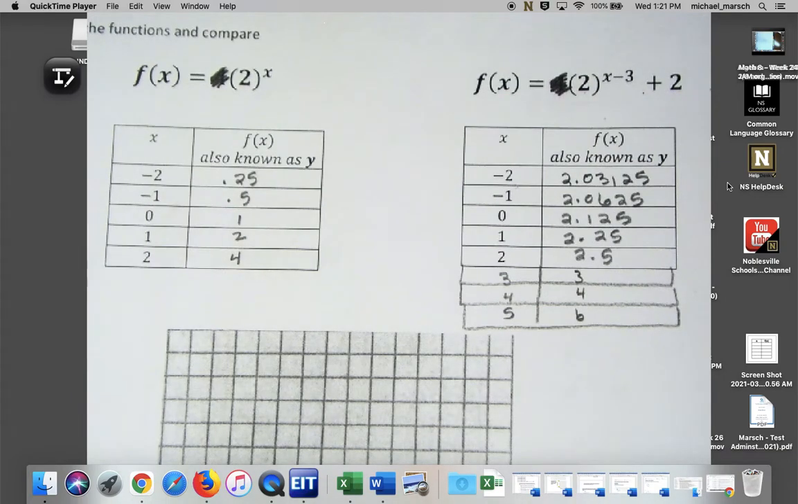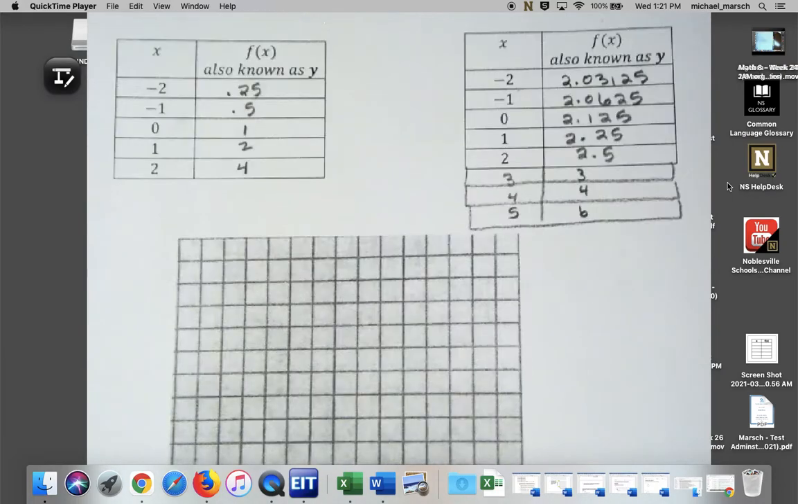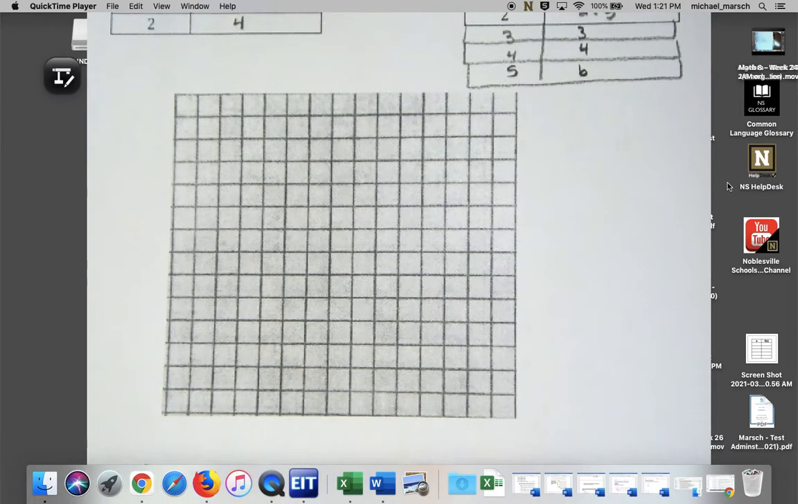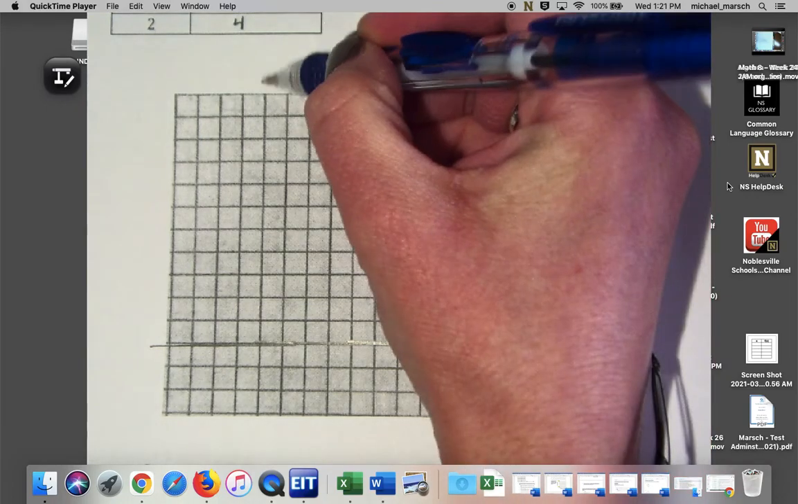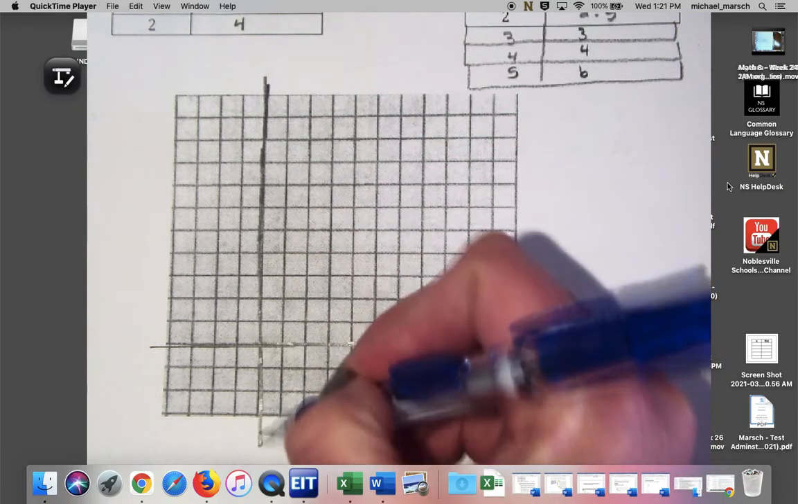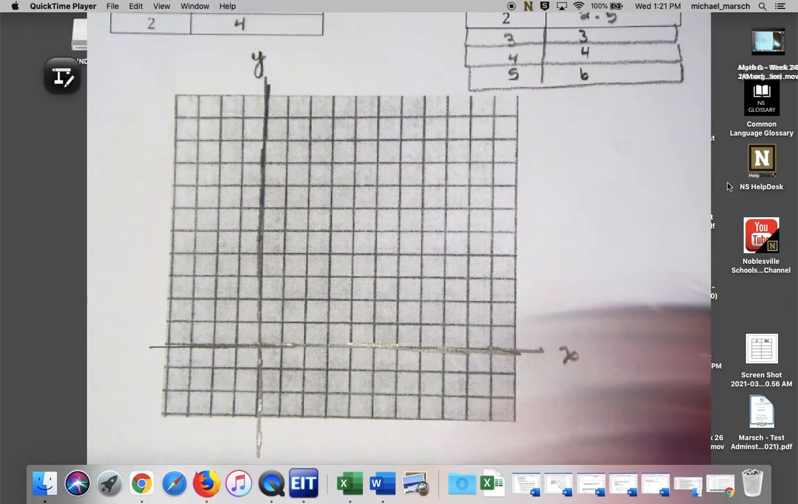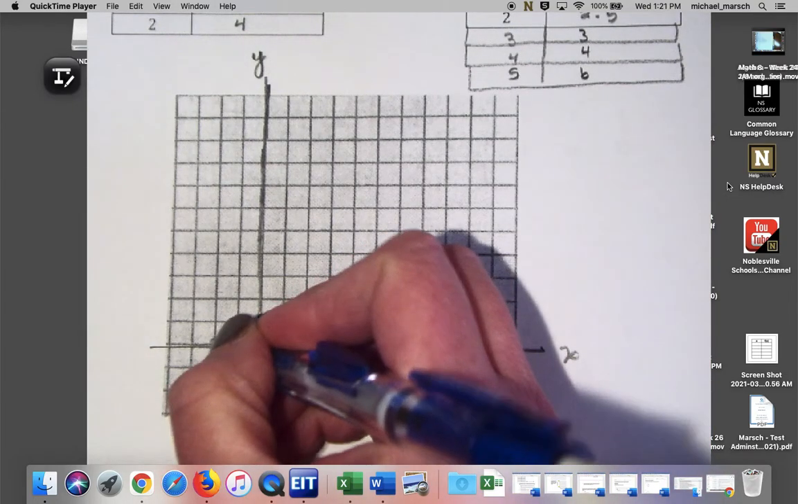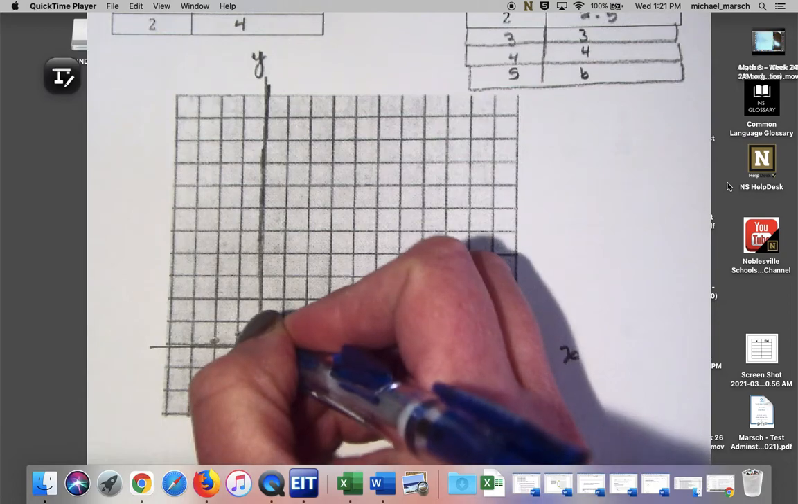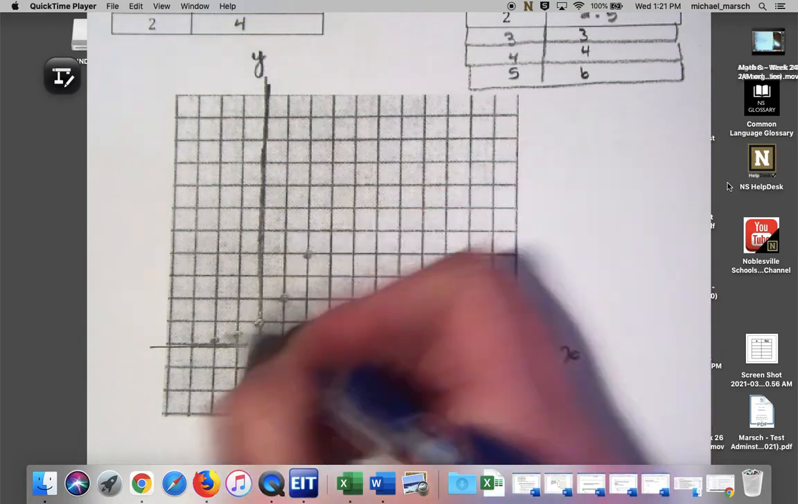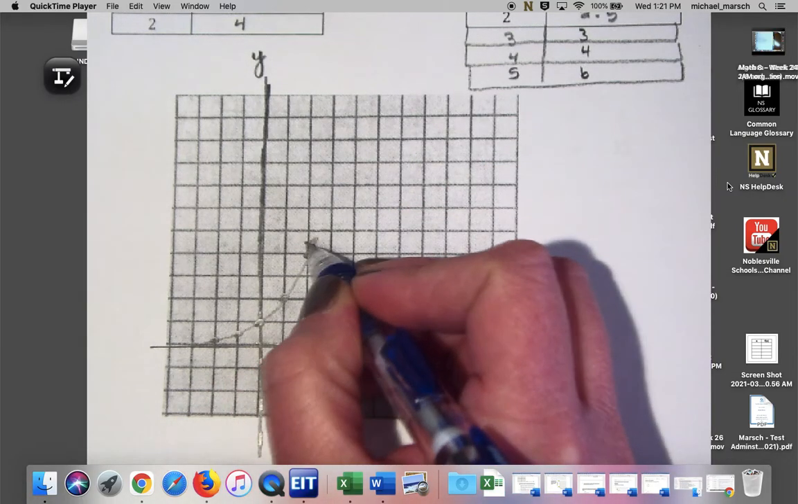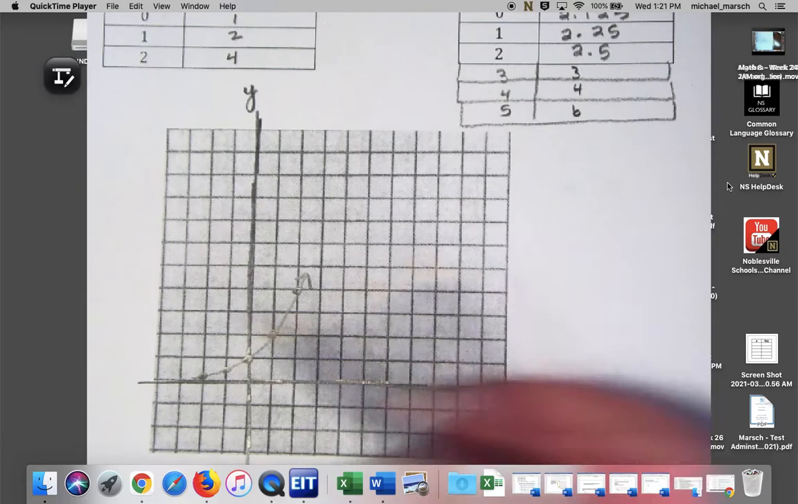So let's go ahead and graph both of these, and then we'll kind of compare. But I want you guys to watch how I graph them because obviously we've got some pretty small values here. So the first thing I need is x and y axis. So I'm going to make my x axis here and my y axis here. So negative 2, negative 1, 0, 1, 2, 4. So that's going to be my first one. And we'll make that one red.